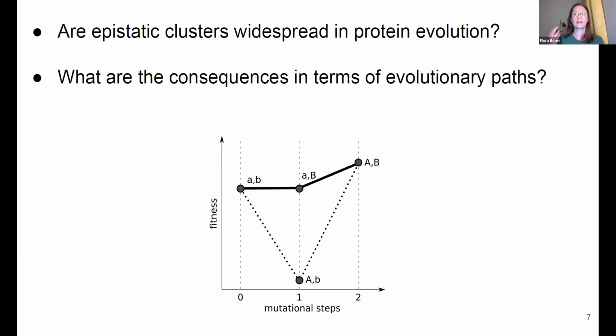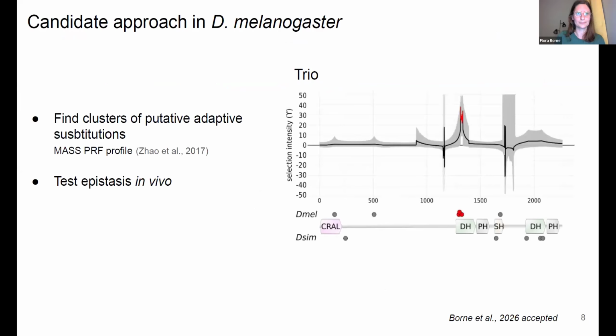So if this kind of adaptation through epistasis is widespread, can it affect these evolutionary possibilities? And so to look into that, we use a candidate approach in melanogaster. The first thing we wanted to do is to identify those clusters of putative adaptive substitutions.